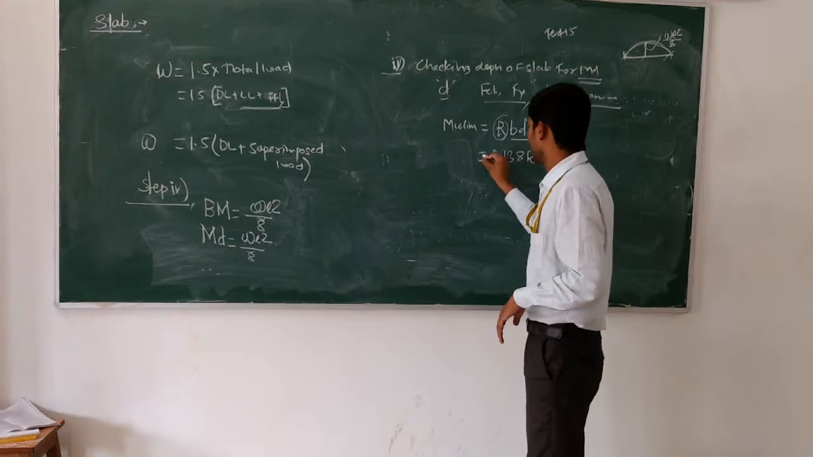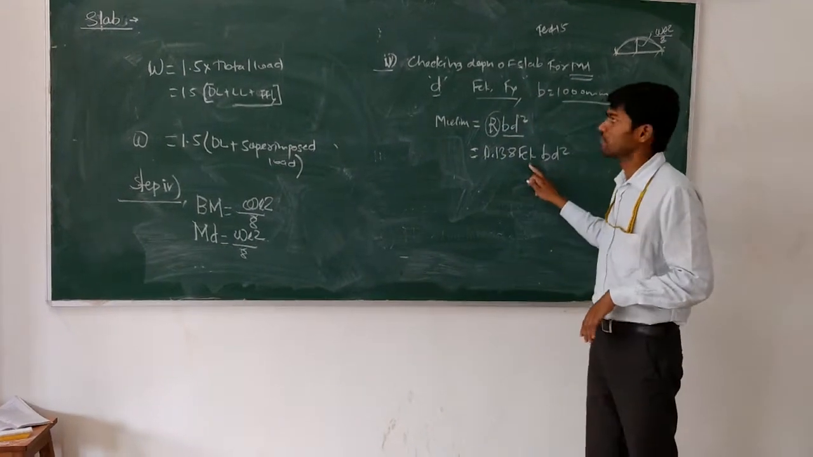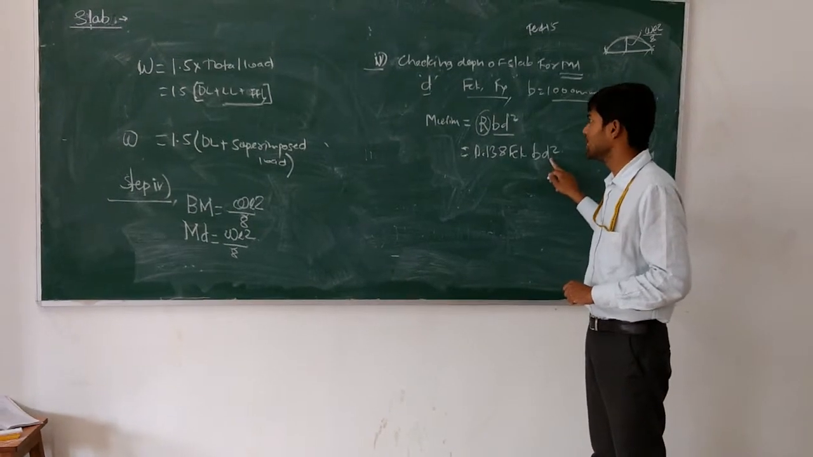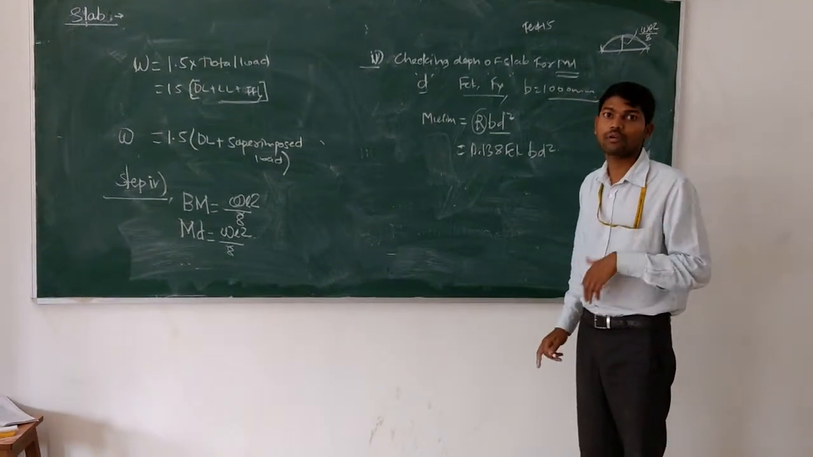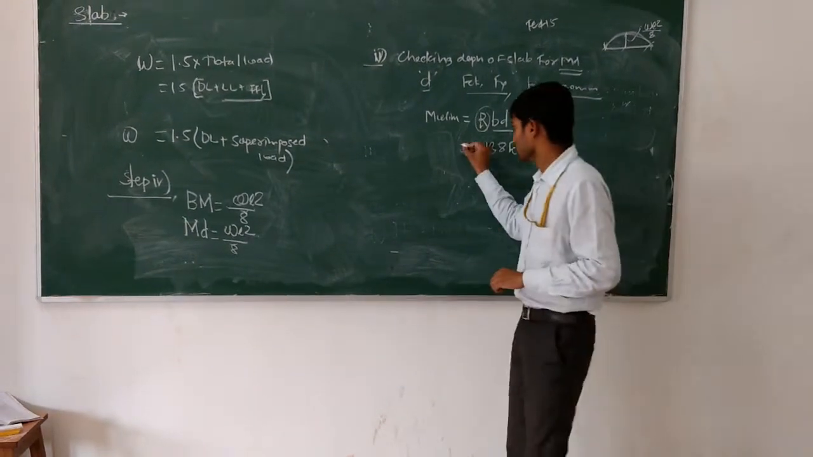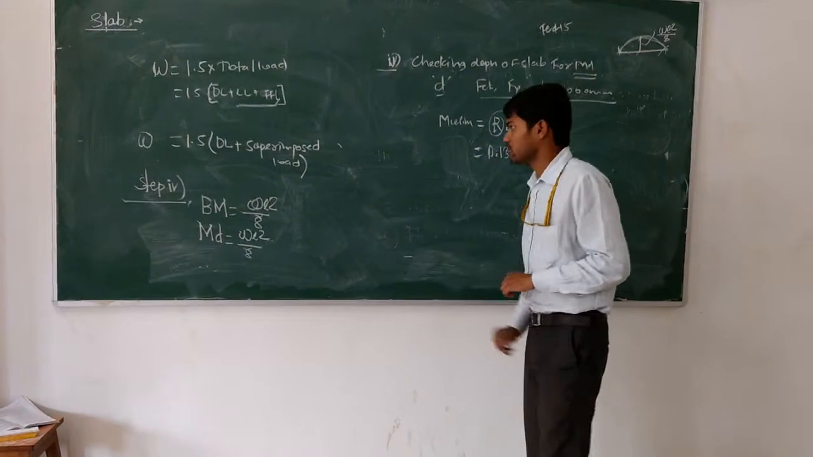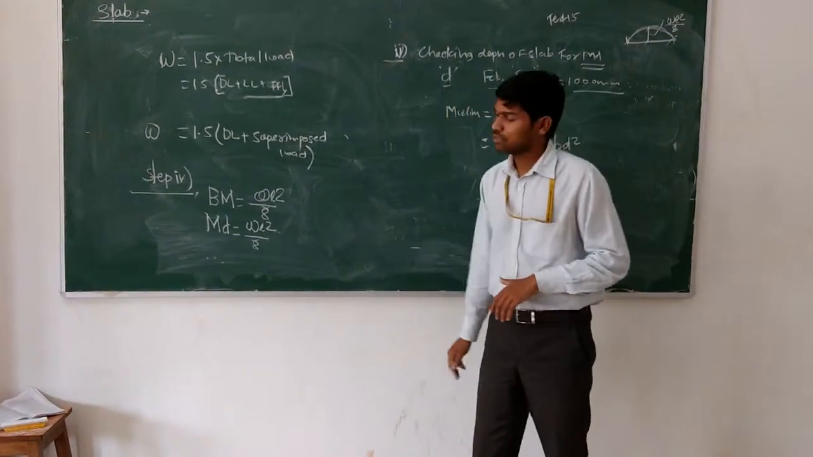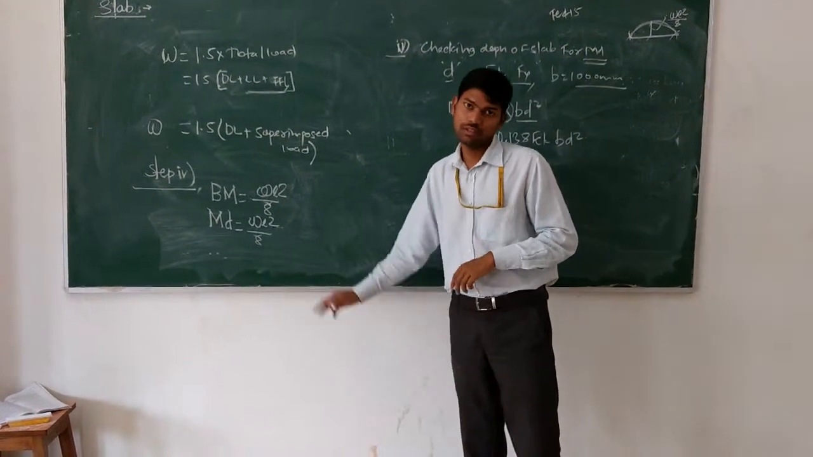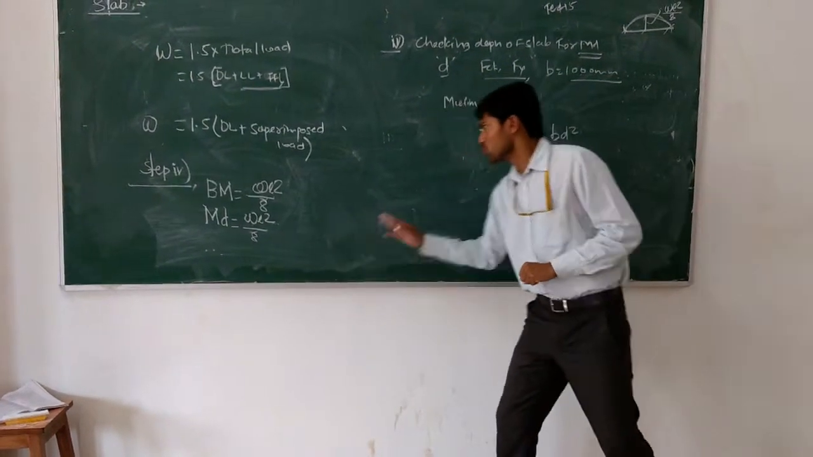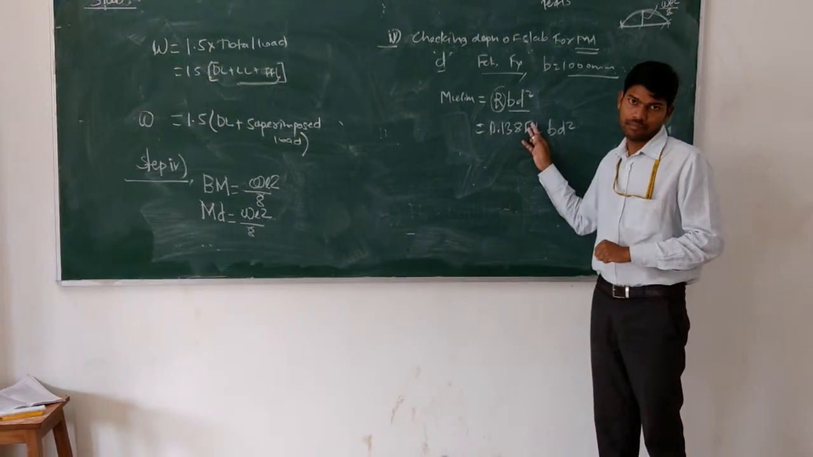So here, FCK is the grade of concrete, and B is your 1000. D is the depth that we have calculated in step number 1. So this is the moment resisting capacity of the section, and this is our design moment that is actually produced in the beam. Now we will compare this design moment and this moment resisting capacity of the slab.